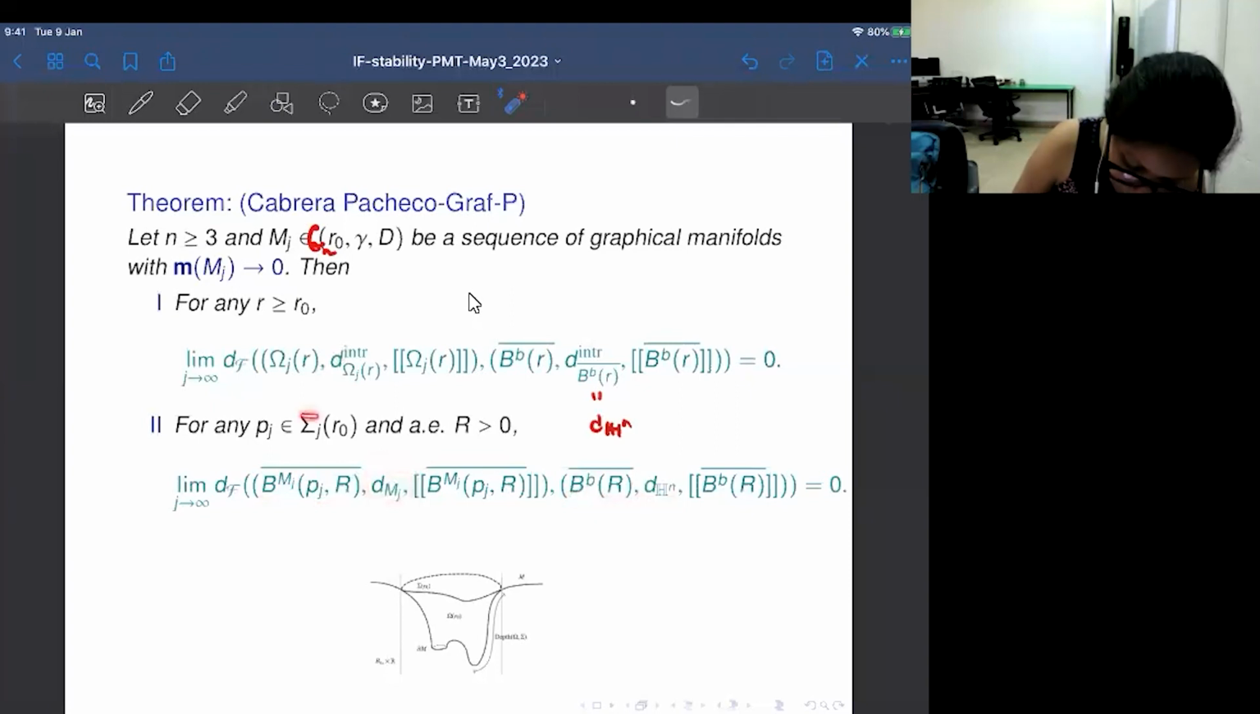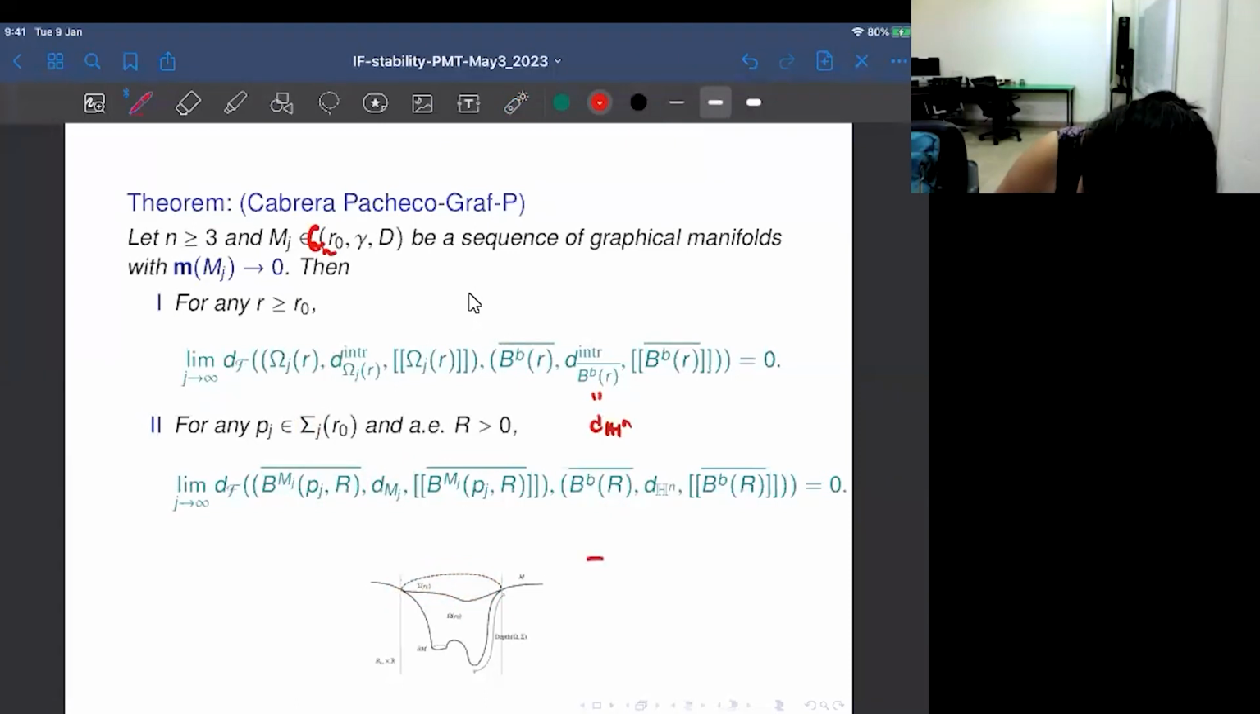Let me just tell you a little bit about this sigma j. So this sigma j is actually this. Let me write it. Sigma j is the boundary of omega j, which is this interior. And then we might have two boundaries, this exterior boundary and the inner boundary. So I'm taking away the inner boundary.